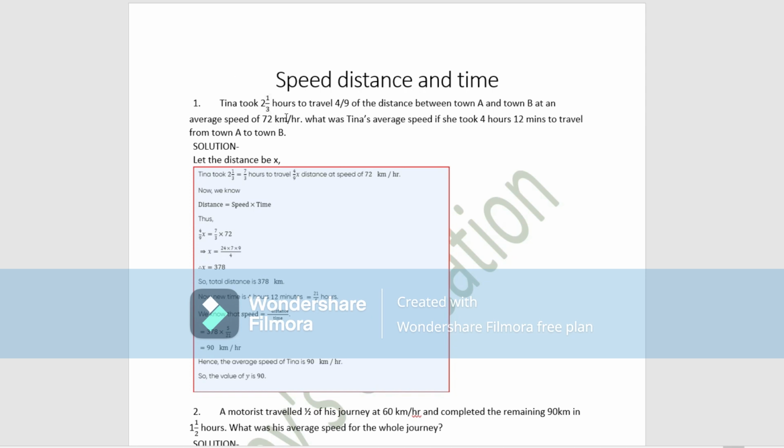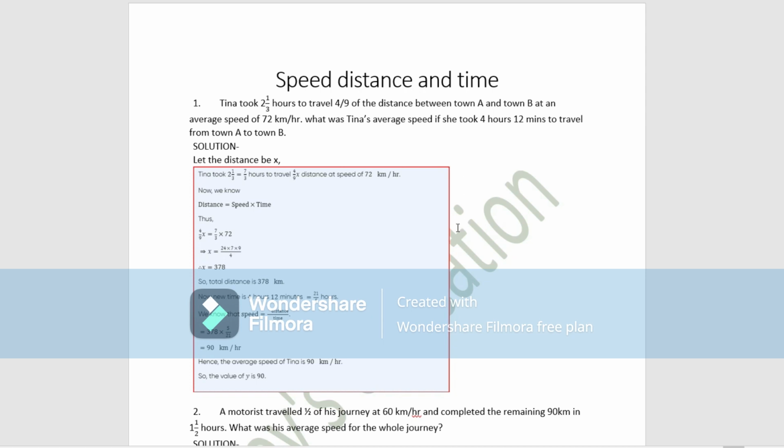Tina took 2 1/3 hours to travel 4/9 of the distance between town A and town B at an average speed of 72 km per hour. What was Tina's average speed if she took 4 hours 12 minutes to travel from town A to town B?